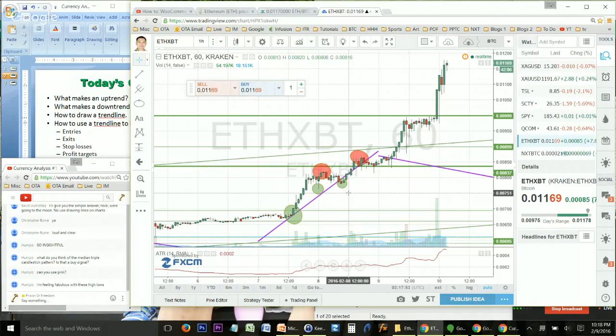So let me see here. Humjob says it's so insightful. What do you think of the median triple candlestick pattern? I'm not sure what you're talking about there, so I cannot answer. Is that a buy signal? I cannot answer that, Humjob, because I don't know what you're talking about. Can you use pink? Yeah, you can use any color you want. Okay, I'm feeling fabulous with these high lows. Okay, I don't know what that means, but oh, that's great. Okay, so I'm not sure what that means, Humjob, so I cannot answer it.